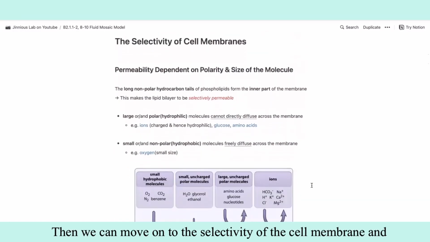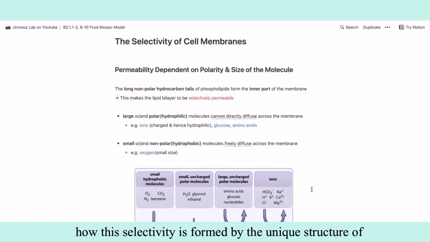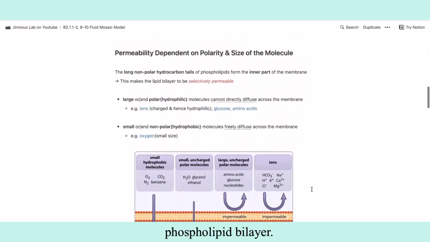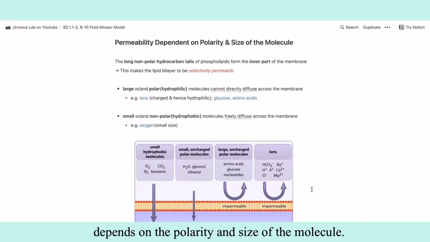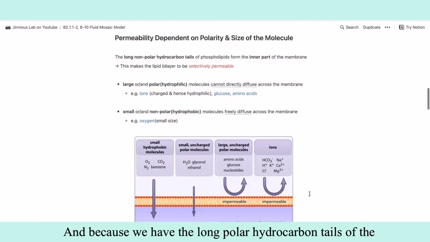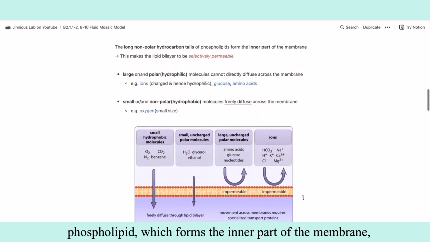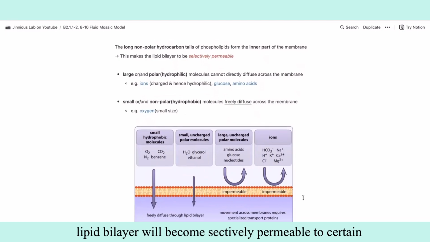Then we can move on to the selectivity of the cell membrane and how this selectivity is formed by the unique structure of the phospholipid bilayer. The permeability of the membrane to a substance really depends on the polarity and size of the molecule. And because we have the long hydrocarbon tails of the phospholipids, which form the inner part of the membrane, the lipid bilayer becomes selectively permeable to certain molecules.